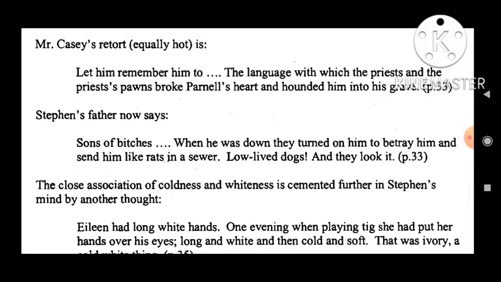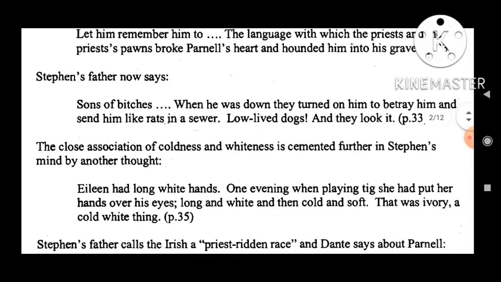Page 33. Stephen's father now says, "Sons of bitches! When he was down, they turned on him to betray him and rend him like rats in a sewer. Low-lived dogs! And they look it!"